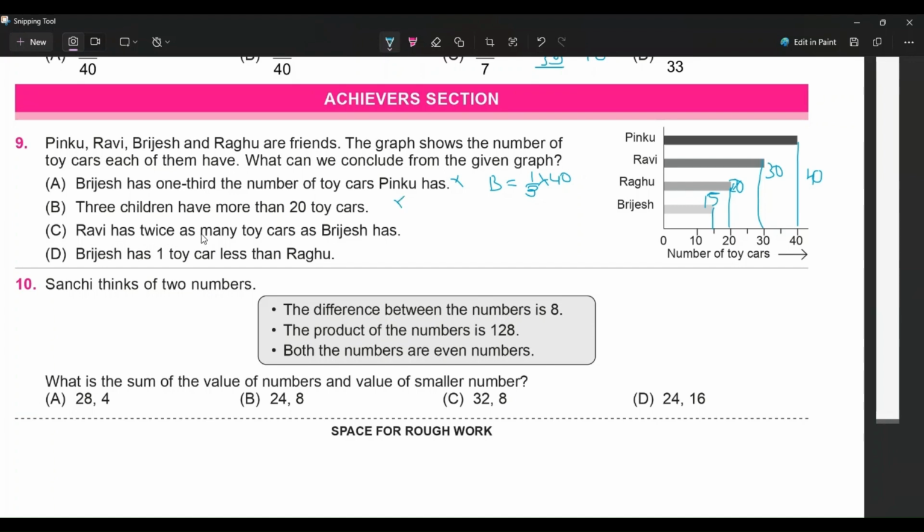Option C, Ravi has twice as many toy cars as Brijesh has. How many Ravi has? Ravi is having 30. Brijesh is having 15. So Ravi has twice. So we are supposed to double it. So 15 into 2 is 30. Now Ravi and Brijesh are equal. So option C is the right answer.